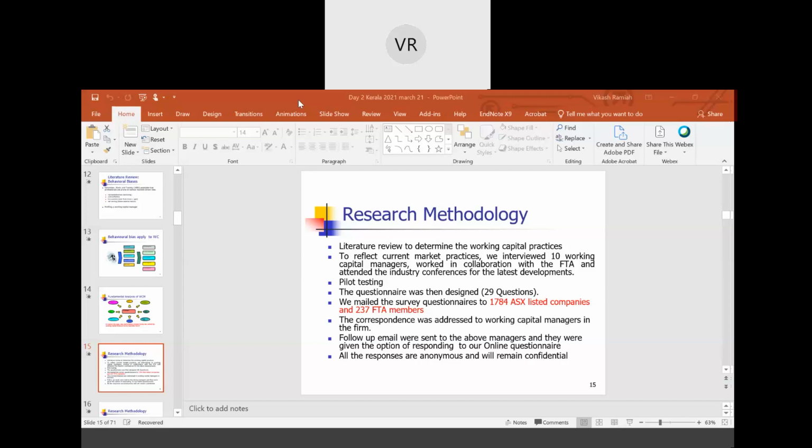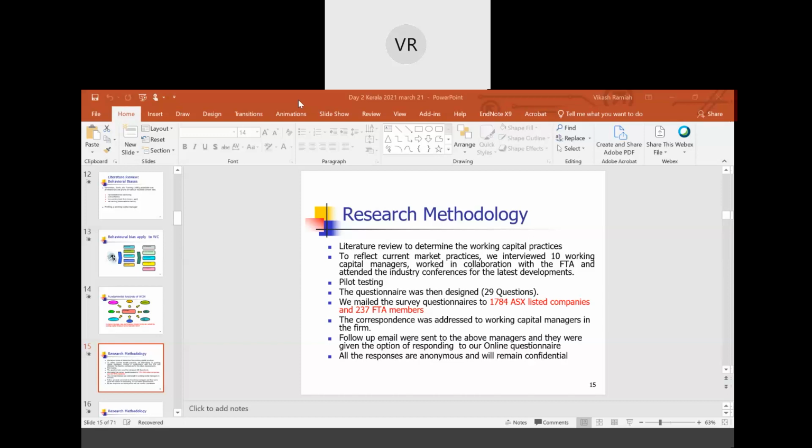That's okay. So now let's talk about the email version of whether it's going to work. We hear a lot about using online platforms, LinkedIn, etc. Do they actually work? So when we did ours, we targeted 1,784 firms listed on the stock exchange. And the FTA had 237 members. So all of them, we mailed to everybody that we could.